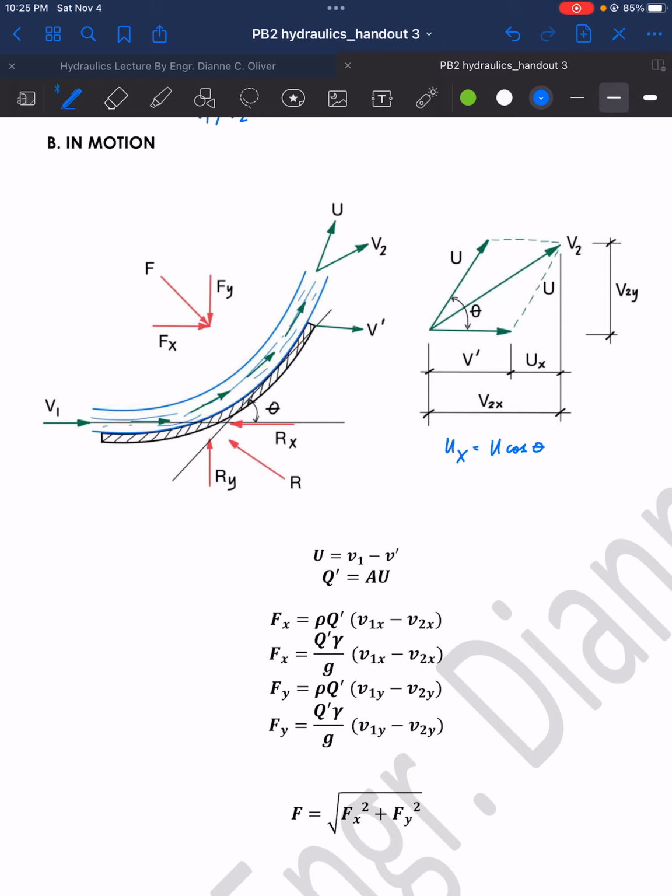How about the v2y? The v2y, or the vertical component of v2, is the same as the y component of the u. So that means u sub y is equal to v2y, that is equal to u sine theta.